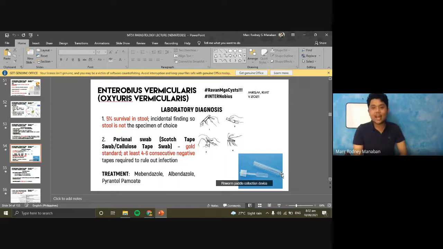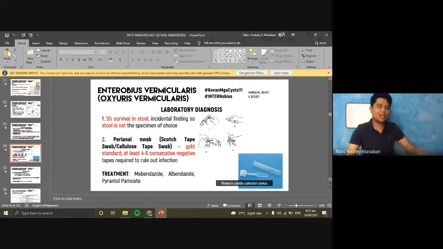I think you've performed this in public health before the pandemic. At least 4 to 6 consecutive negative tapes are needed to rule out infection. We have discussed this in our first lecture. As you can see, this is how we make it. Again, you swab the anus, not insert.